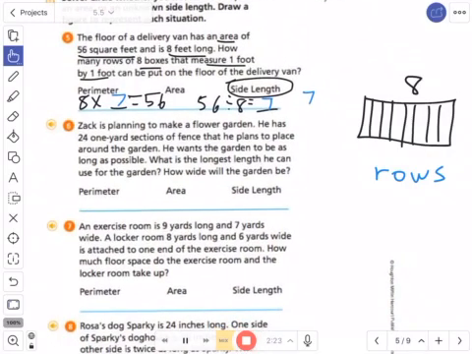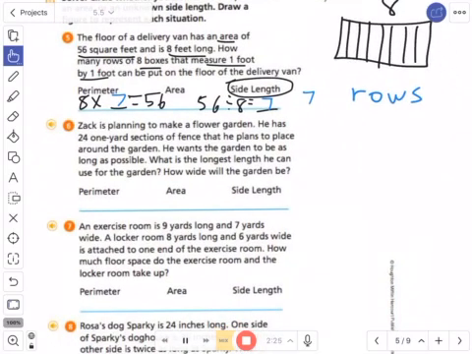I'm going to go to this part here. I'm going to read number 6, but I'm not going to do number 6. So if you want to, I'm going to read it to you. And then you can pause the video and solve it, or you can just listen. Zach is planning to make a flower garden. He has 24 one-yard sections of the fence that he plans to place around the garden. He wants the garden to be as long as possible. What is the longest length he can use for the garden? How wide will the garden be?